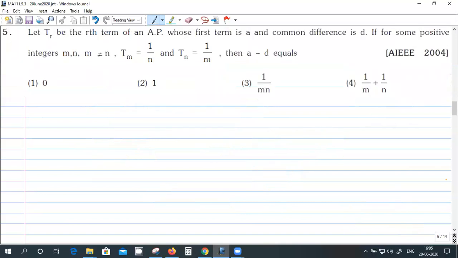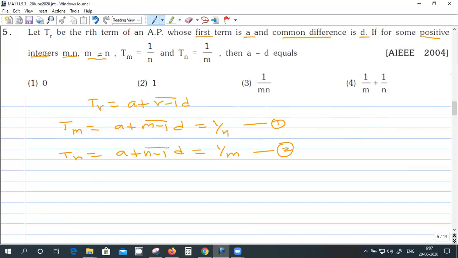This one. You're following the steps? Okay. So now we have 2 equations and 2 unknowns, right? So you have to find a and d. Once you find a and d, you can subtract 1 minus 2 and get d.